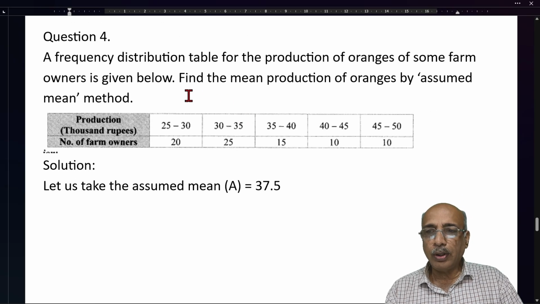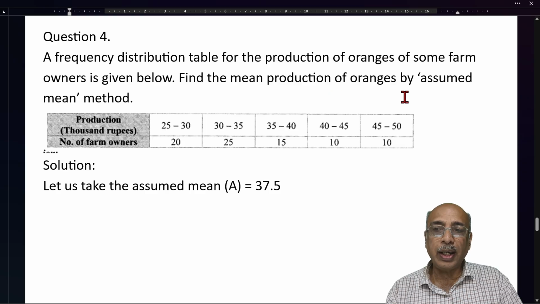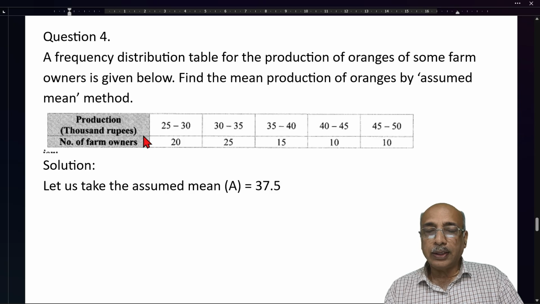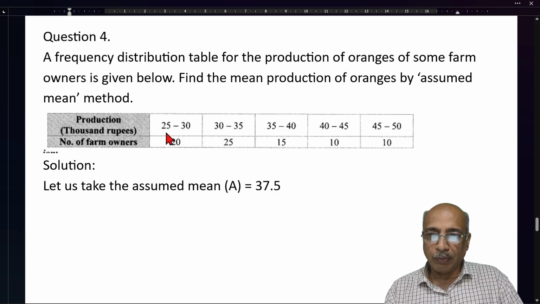Next question 4. A frequency distribution table for the production of oranges of some farm owners is given below. Find the mean production of oranges by the assumed mean method. Production is given in 1000 rupees, that is 25 to 30, 30 to 35, 35 to 40, 40 to 45, 45 to 50. So the number of farm owners are there. These frequencies are given here that we have to collect.